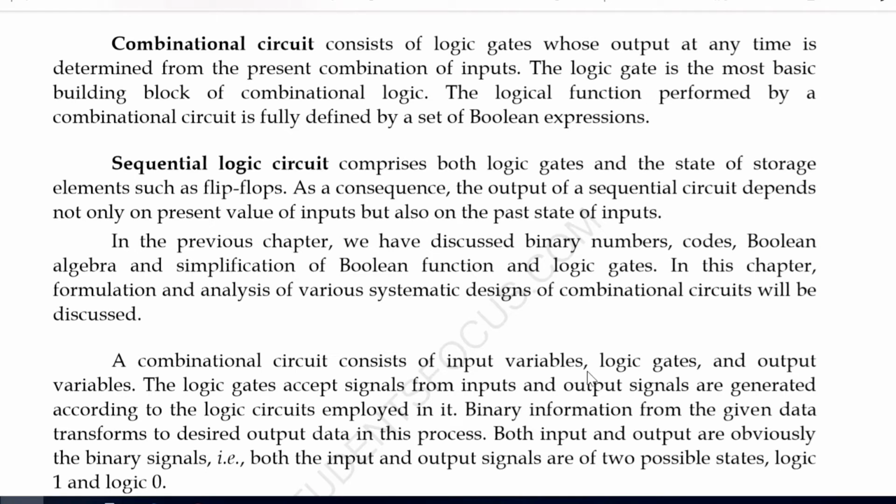Whereas in a combinational circuit, there is no need for a feedback element, since whatever input I give, it is going to produce my output. But for sequential circuits, the output depends both on the past state as well as the present state, so I need a storage element and also a feedback element.